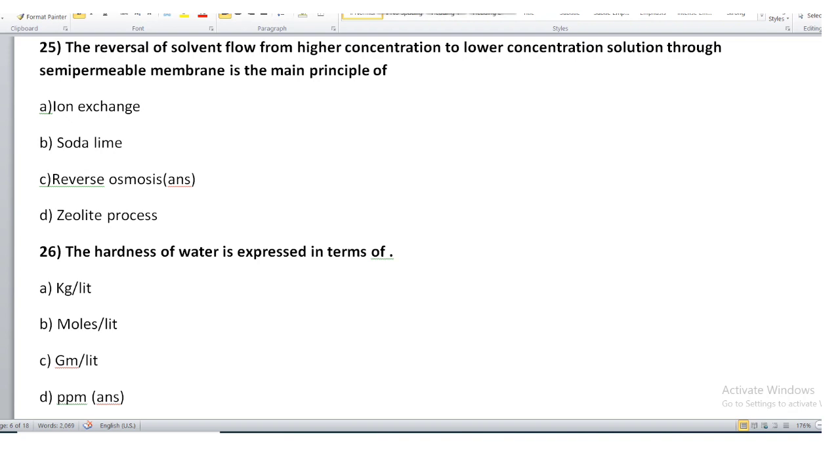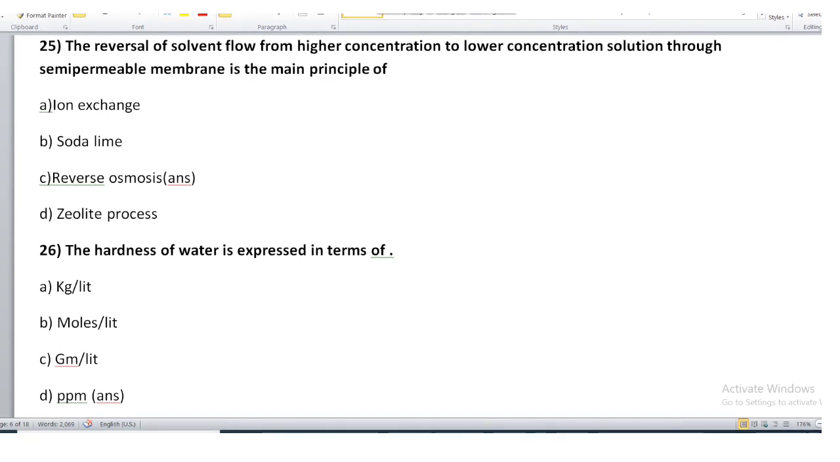Question number 25: the reversal of solvent from higher concentration to lower concentration solution through a semi-permeable membrane is the main principle of what? Ion exchange, soda-lime process, reverse osmosis or zeolite process. It is the main principle of the reverse osmosis process, that is RO.